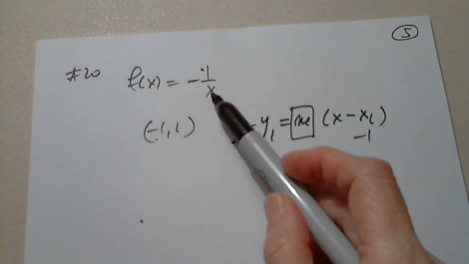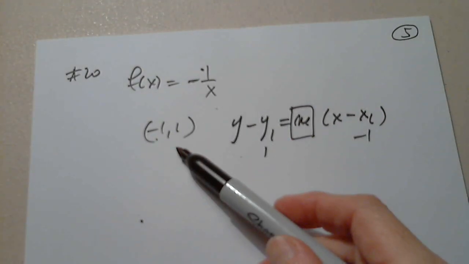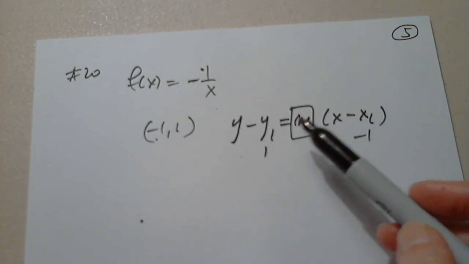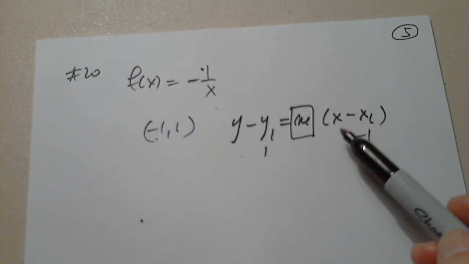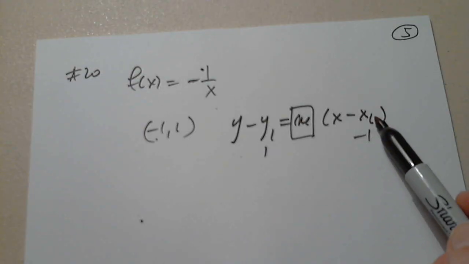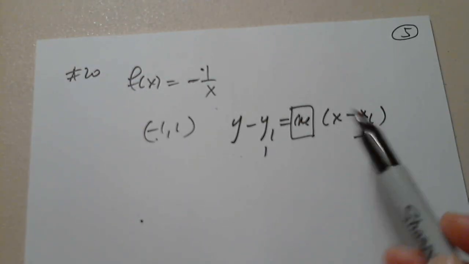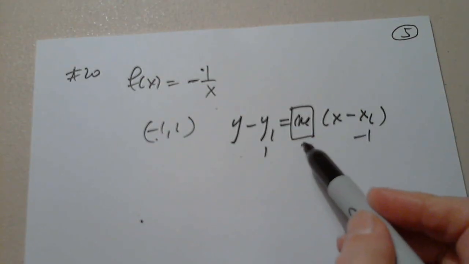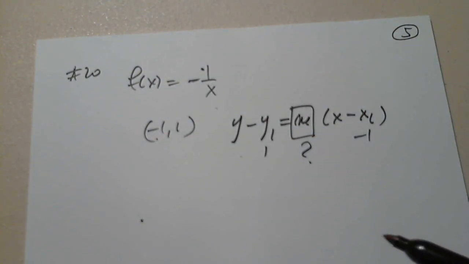So f of x equals negative 1 over x, and the point given to us is (negative 1, 1), correct. So y minus y1 equals the slope times x minus x1. I already placed x1 under x1, in other words, negative 1 under x1 and 1 under y1. So what I need to determine is the slope.